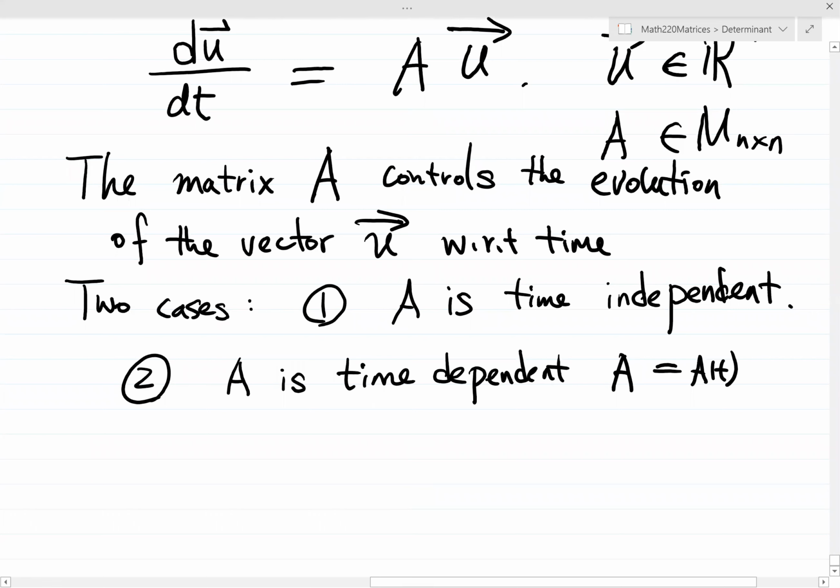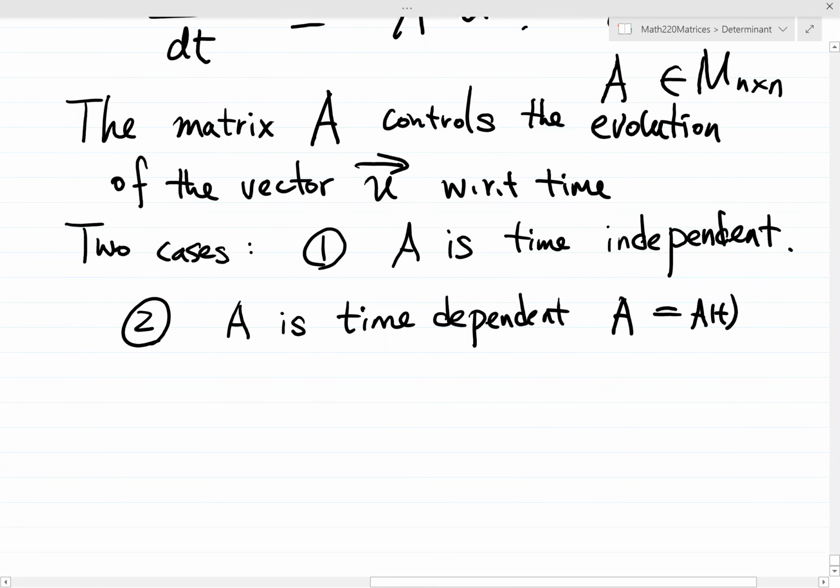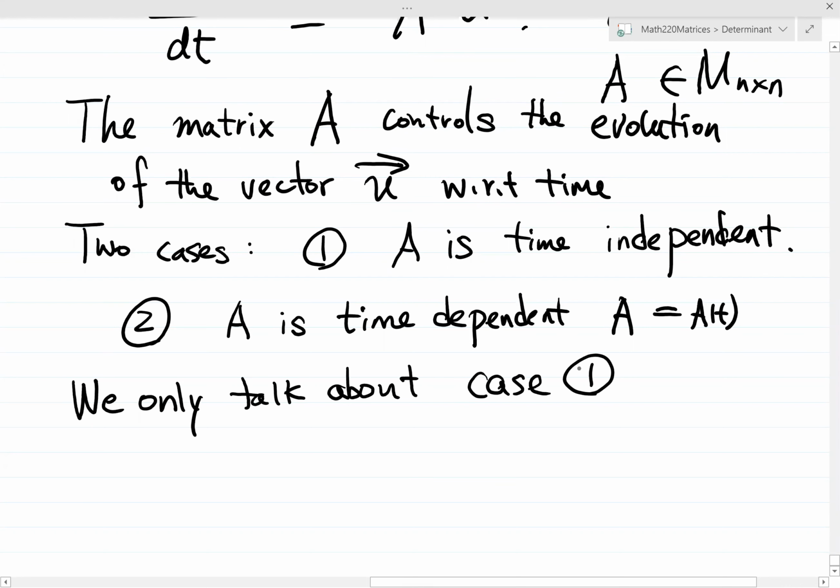So case 2 is beyond the scope of this course. We only talk about case 1, where A is time independent.